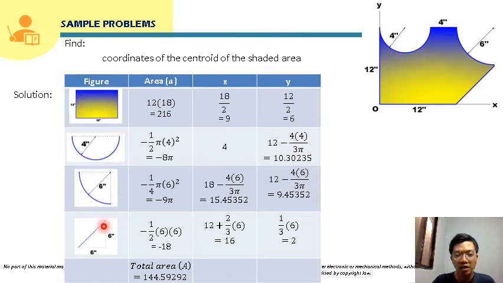Now for the triangle, the y-coordinate of its centroid will be this distance. This is 1/3 of this side, which is 6. So this is 1/3 of 6, so that will be 2.